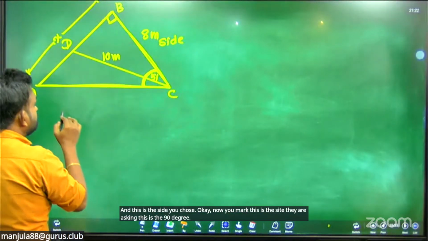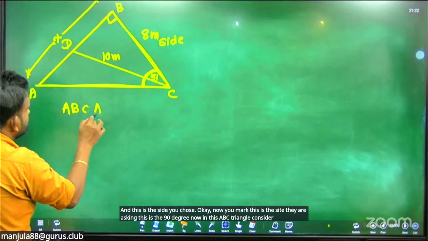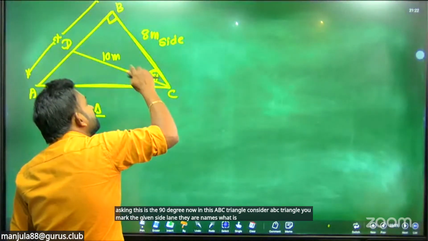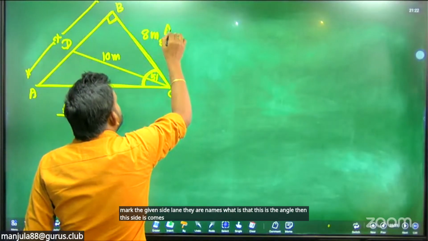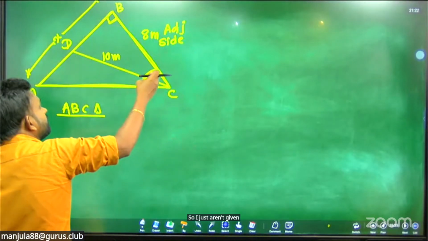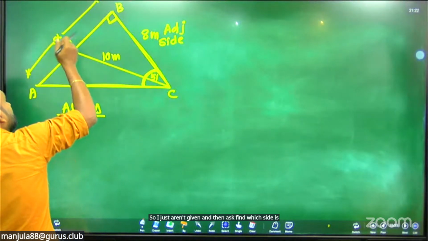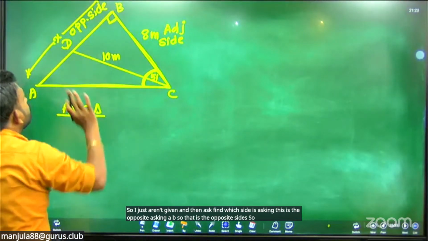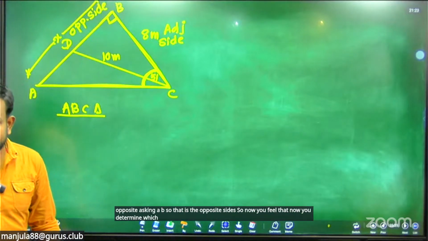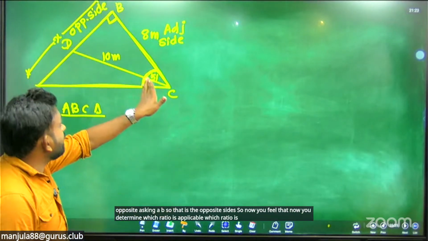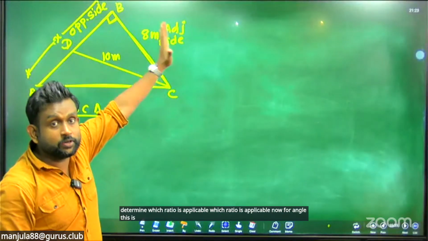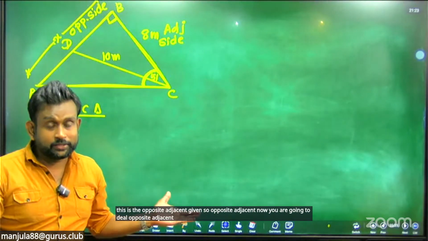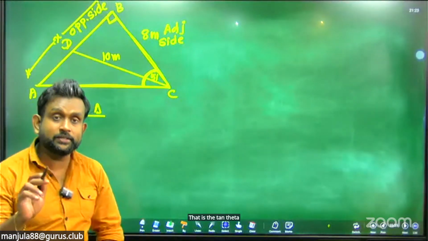Now in this triangle ABC, you mark the given side length and name it. This is the angle, and this side is the adjacent side. So adjacent is given, and the side asked, AB, is the opposite side. Now you determine which ratio is applicable. For this angle, opposite and adjacent are involved. Opposite and adjacent deals with what? That is tan theta. So now you apply the tan ratio.